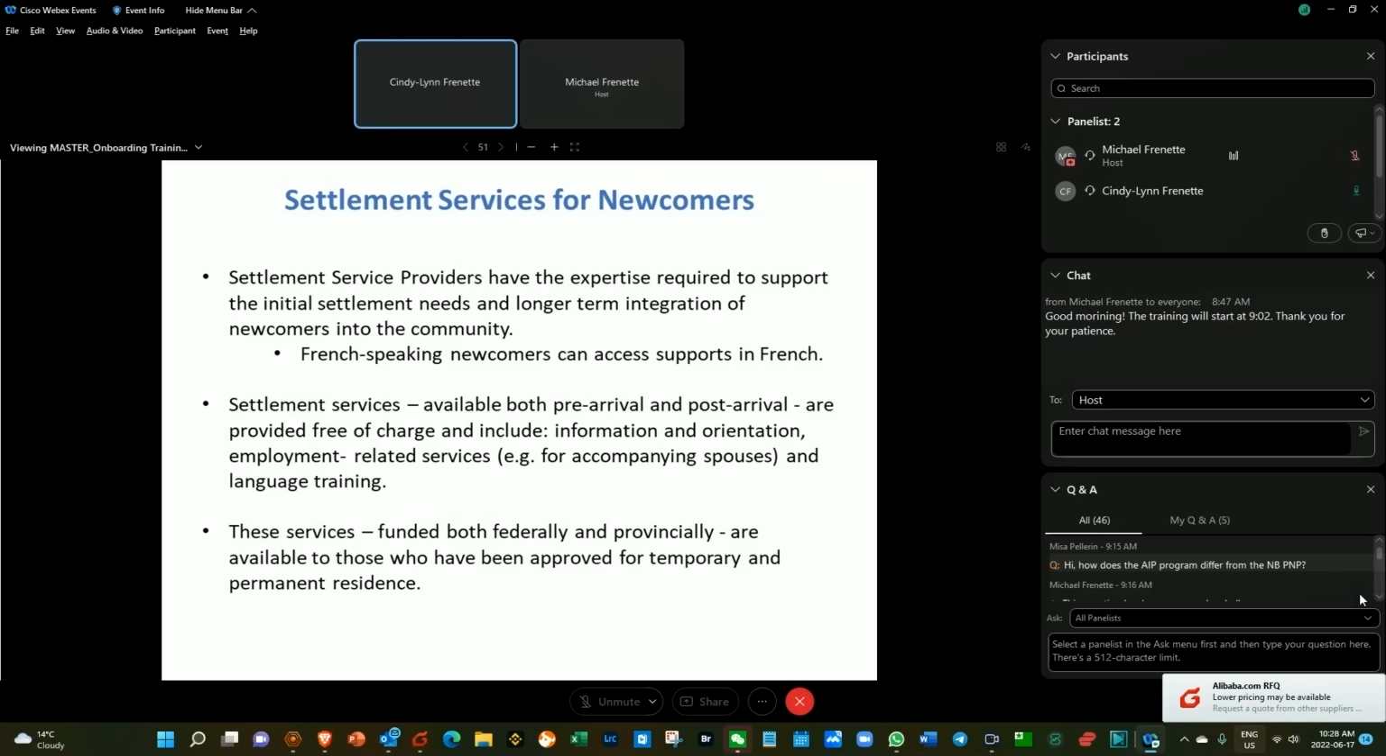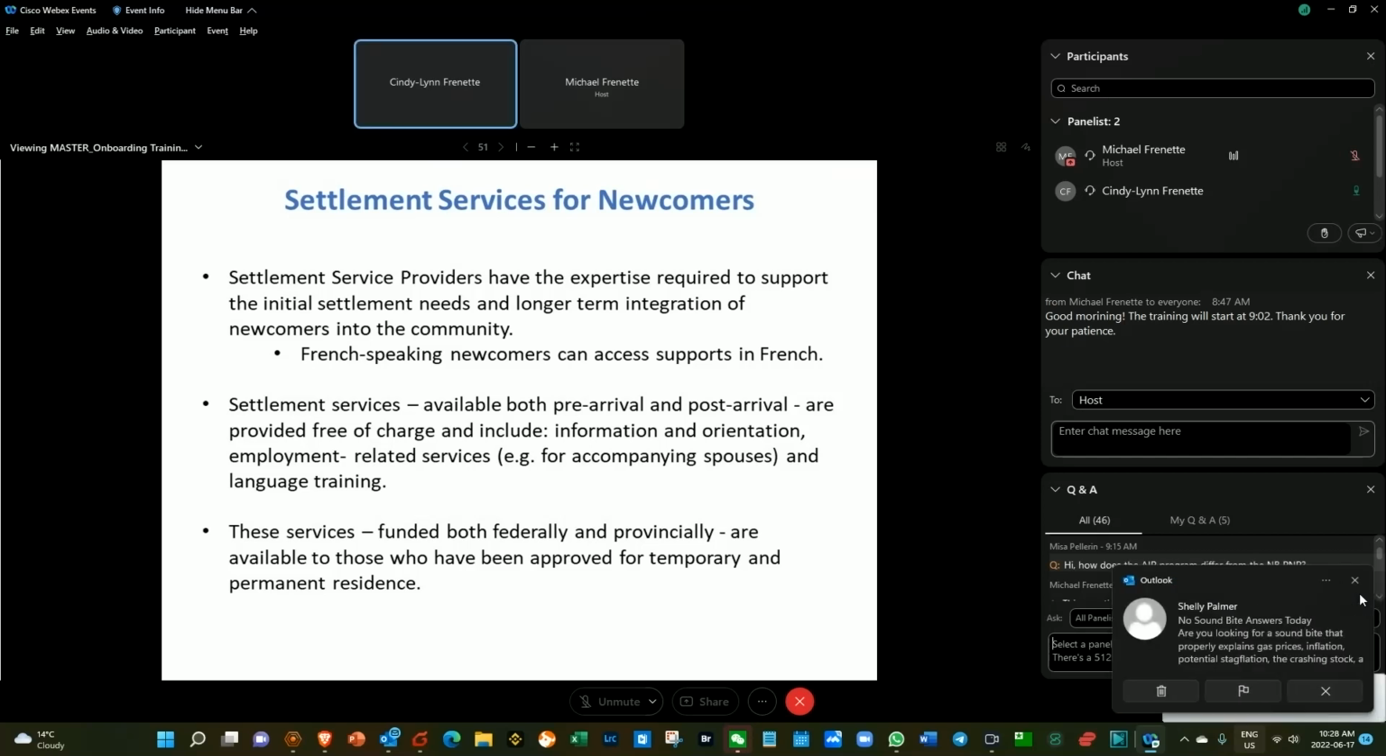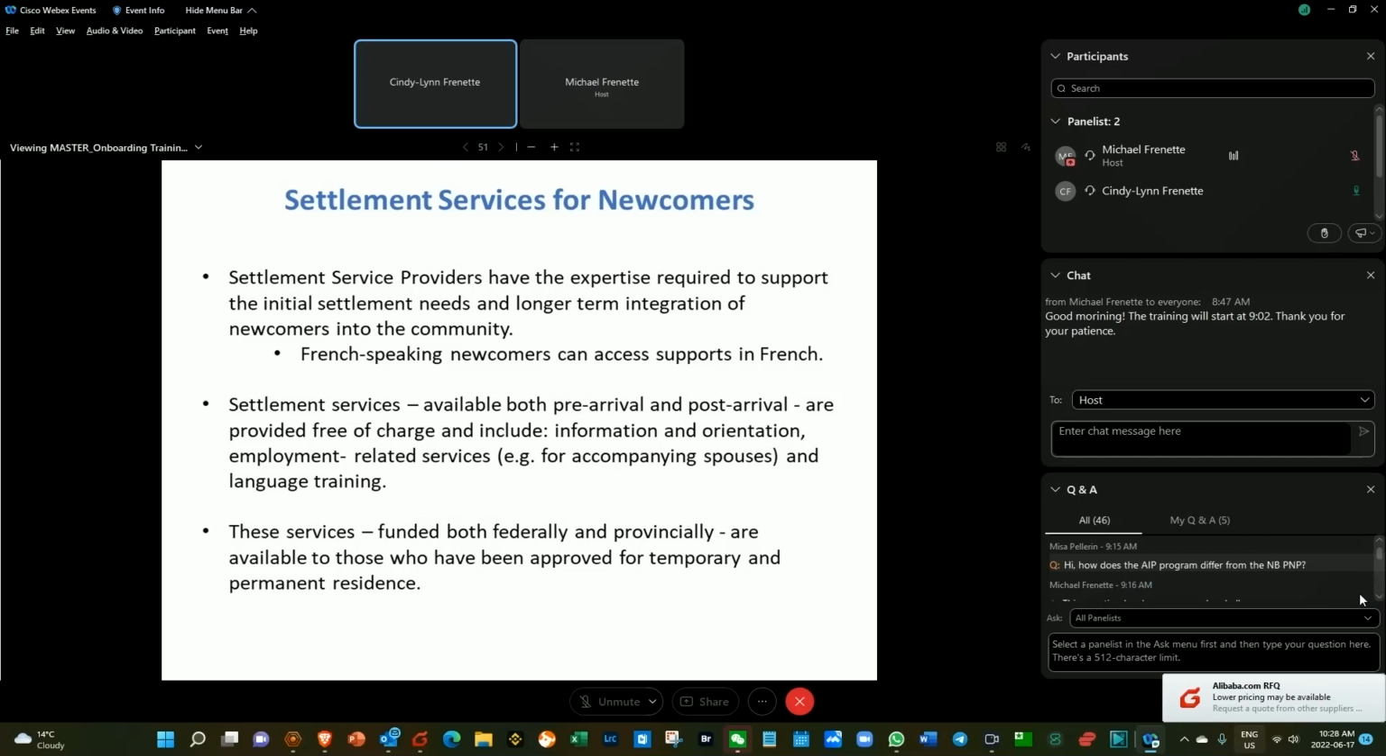Temporary residents who have applied for permanent residence through the AIP program are eligible for needs and asset assessments and referral services, information and orientation services, community connections, and support services such as interpretation or childcare. Applicants will become eligible for language assessments, language training, and employment-related services as soon as they become a permanent resident.